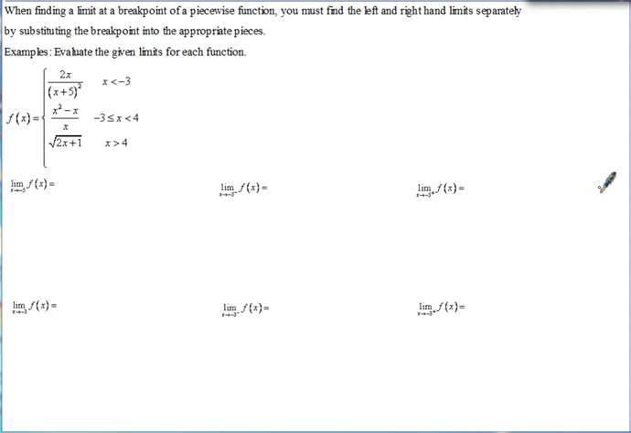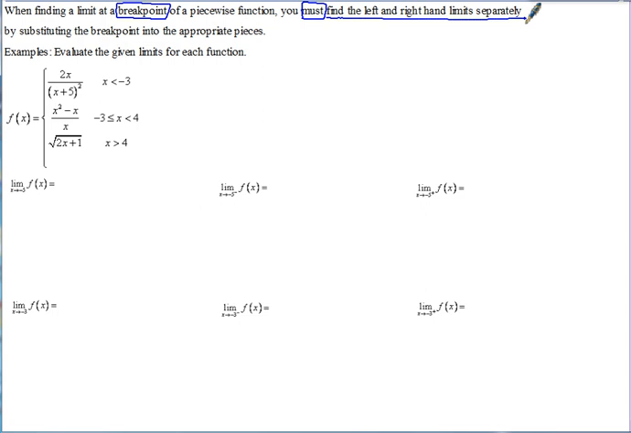These are the notes for AP Calculus on the topic of limits and piecewise functions. When finding a limit at a breakpoint of a piecewise function, and remember what the breakpoints are, the x values where the piecewise function domain is split up, in this case it'd be -3 and 4, you must find the left and right hand limits separately.